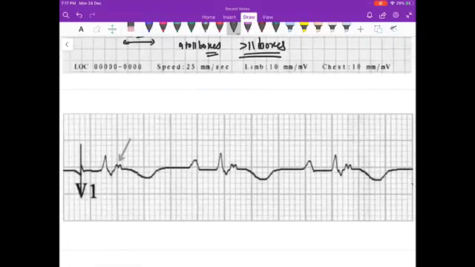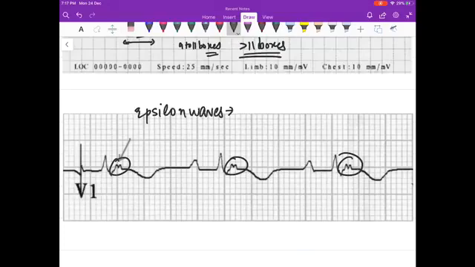So hypocalcemic ECG will look like this, in which the QT interval is prolonged. Okay. So friends, what is this characteristic ECG? What do you see? You can pause the video. These are epsilon waves. It is seen in arrhythmogenic right ventricular dysplasia.